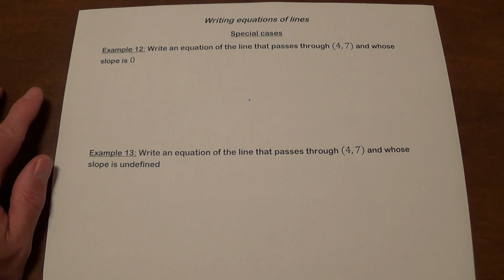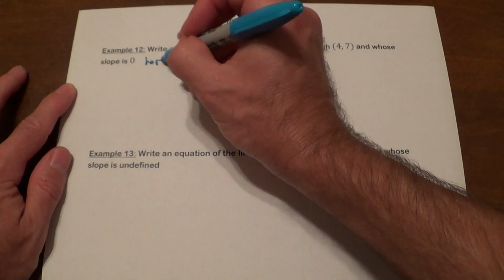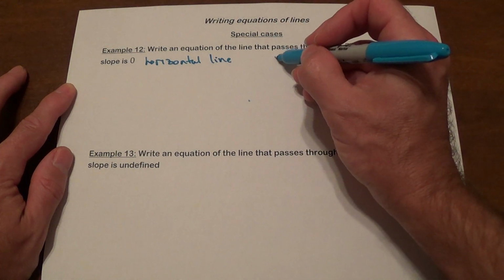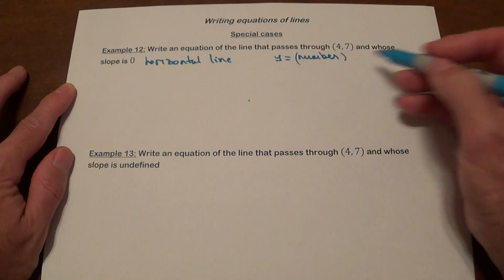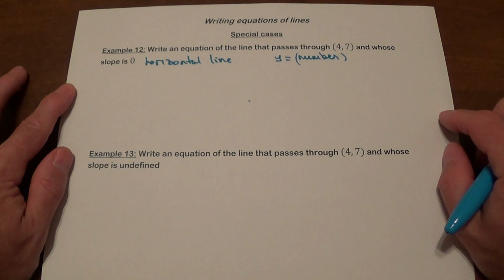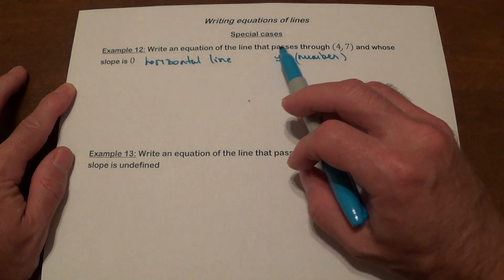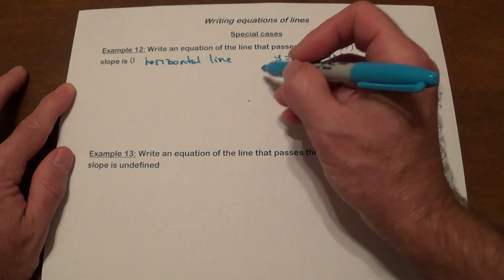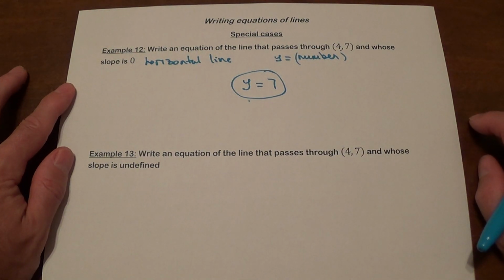When the slope is 0, this line is going to be a horizontal line. You just need to know that. Every horizontal line is going to have an equation in the form y equals a number. What number? The number is going to be determined by the y value. So we have two coordinates here, x and y. We want to write an equation of a line that passes through this point, and the slope is going to be 0, which means it's going to be a horizontal line. So what we do is we write y equals 7. Yes, it is as simple as that. It does not require any work if you know how to do it.